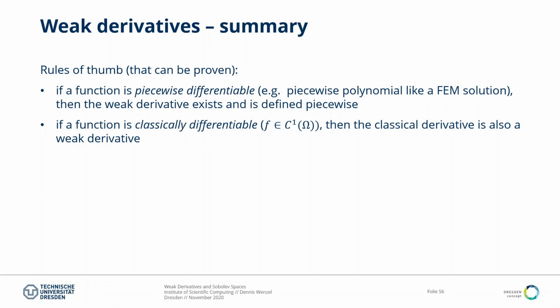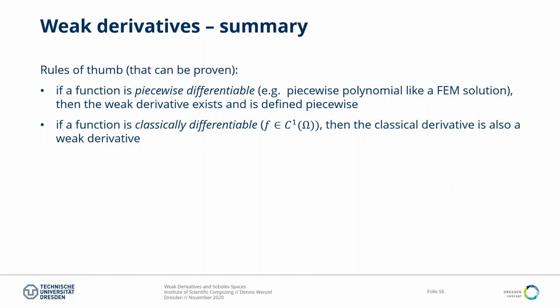Just a summary. What I'm telling you now are rules of thumb, but they can actually be proven. Of course, I'm not doing those proofs here because it's an applied lecture and it's not the contents here, but if I have a function, and that's the important part for us, if I have a function that is piecewise differentiable, for example, a piecewise polynomial function that we always get from finite element solutions, okay? Later on in FEM, we will always compute piecewise polynomial approximations to our solutions. And if that function is piecewise polynomial, then it's piecewise differentiable. Of course, a polynomial can be differentiated. Then a weak derivative exists, and that weak derivative is also defined piecewise.